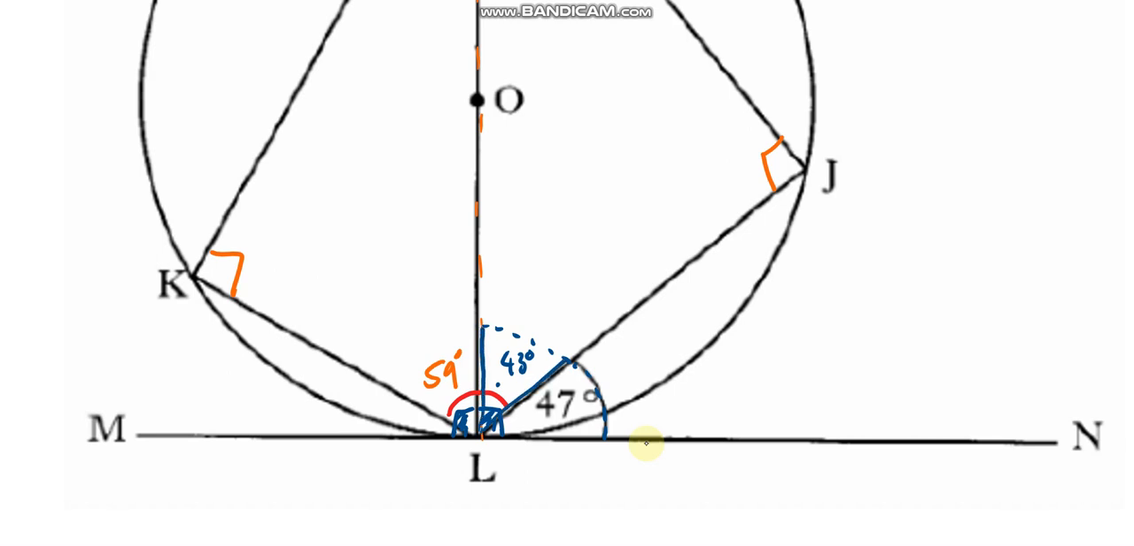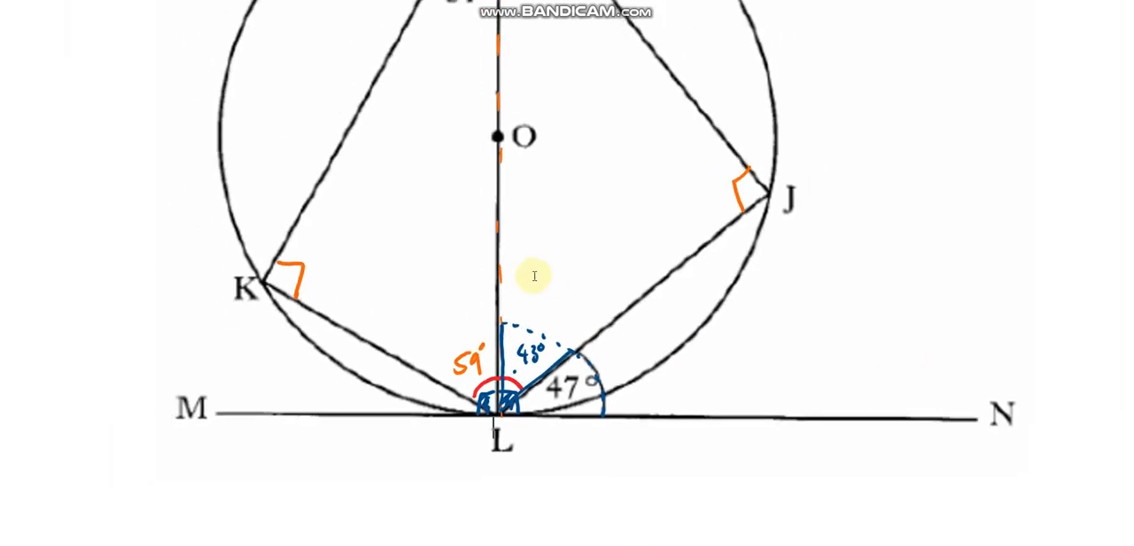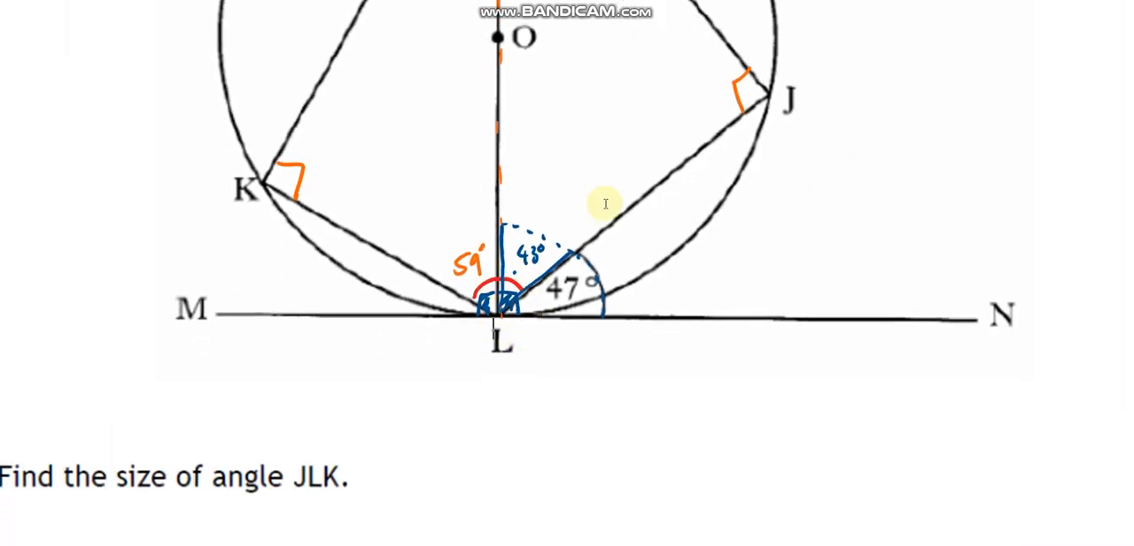Because both those angles add up to 90. There we go. So I'm trying to work out JLK, so angle JLK is going to be equal to 59 plus 43, that's going to be 12 and 10, so 102 degrees, fantastic.